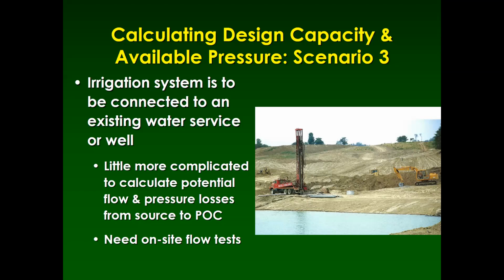This becomes a little bit more complicated because then we have to calculate potential flow as well as pressure losses from our source to our point of connection. We also have to have a site flow test because, again, this will be based on our capacity, because our pond is going to be only so big because our pond's already in place, or how much water we could draw out of that well's in place. So we have to do all those calculations to what we have available, to what we can use before we even get into pressures.